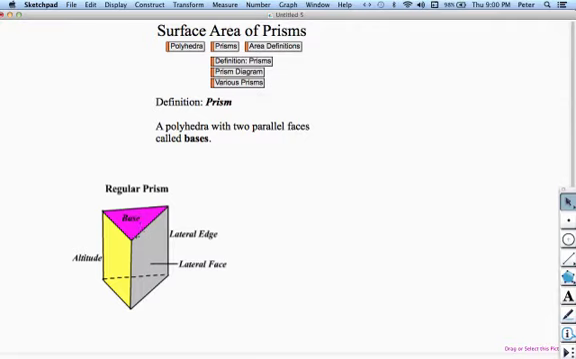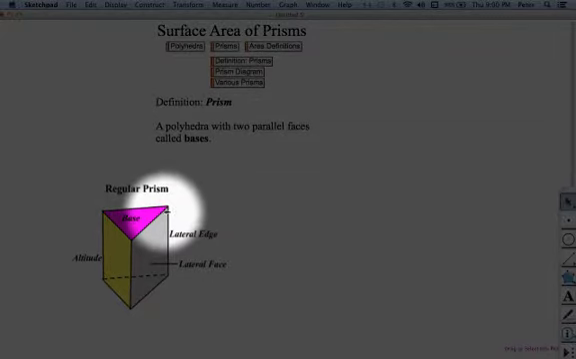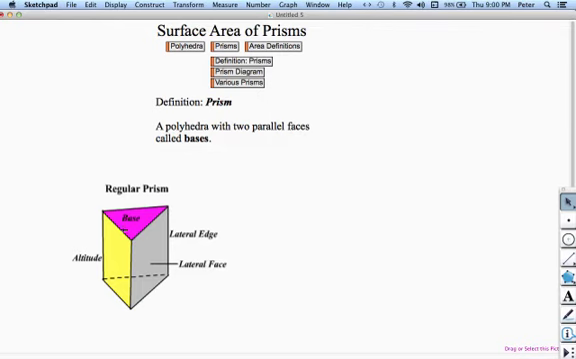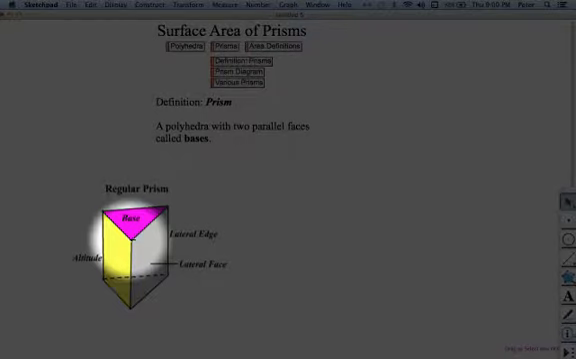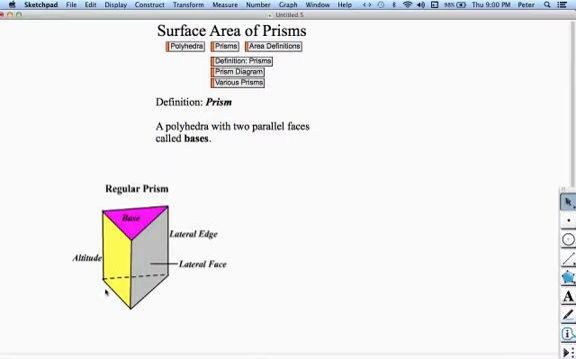Where bases meet lateral faces is called a base edge. So this triangular prism has three base edges on top and three base edges on the bottom. The faces meet at what are called lateral edges, or you could look at it as an altitude. There are three lateral edges and three lateral faces in this triangular prism.